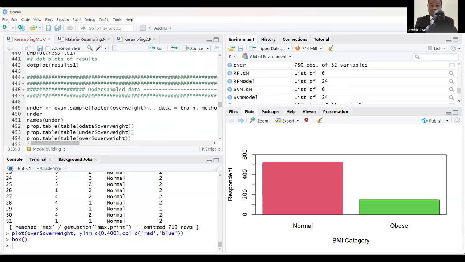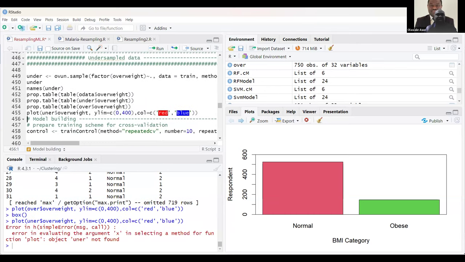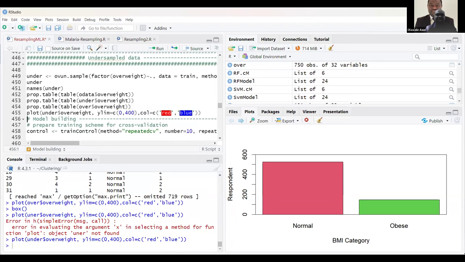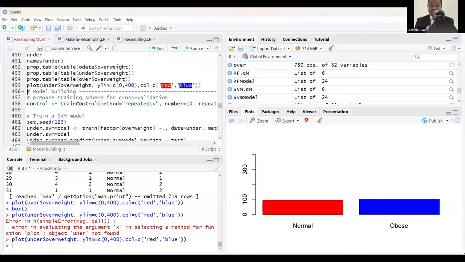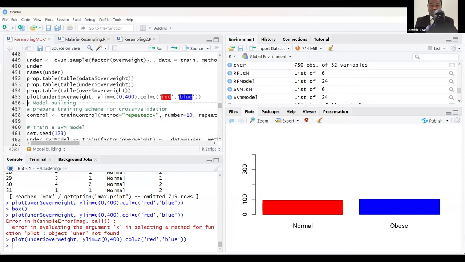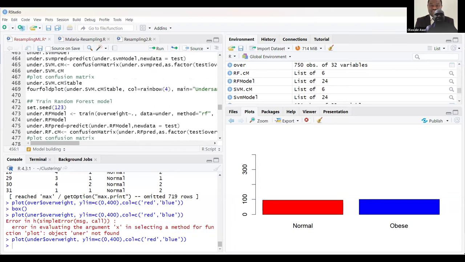Now, look at this. Let me just plot this. Let me call this under. I'll call this under and then plot it. Under, I'm sorry, I didn't spell it well, under, and then plot it. You can see what has happened. It has reduced the available data sets. For me, I don't like this method. So you are going to run it the same way, and then you are going to have the same result.